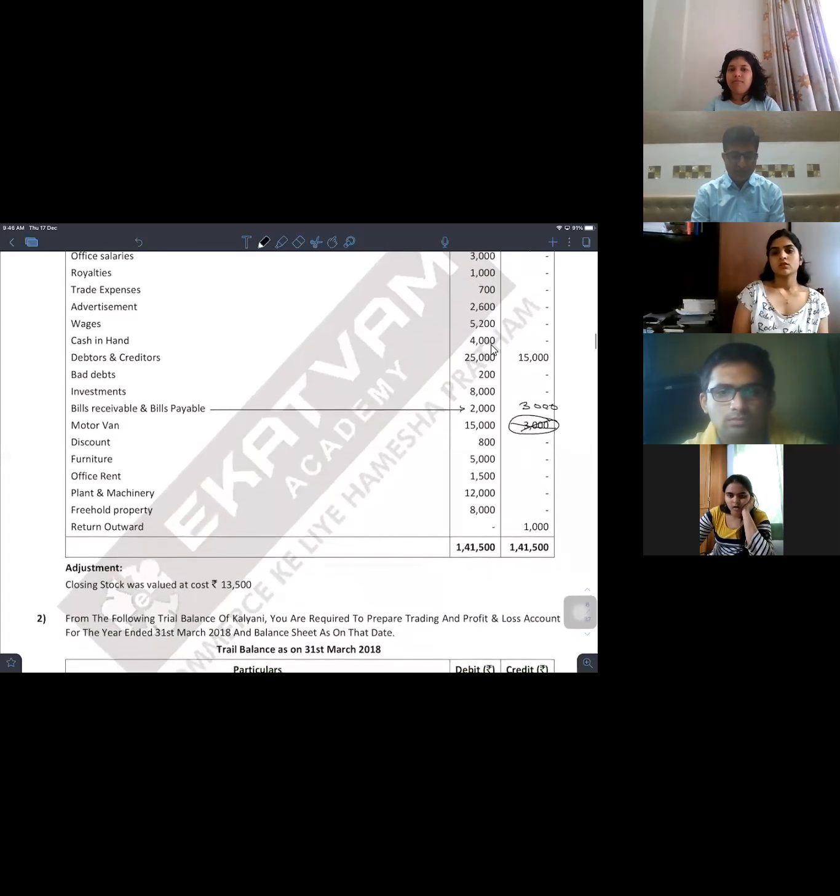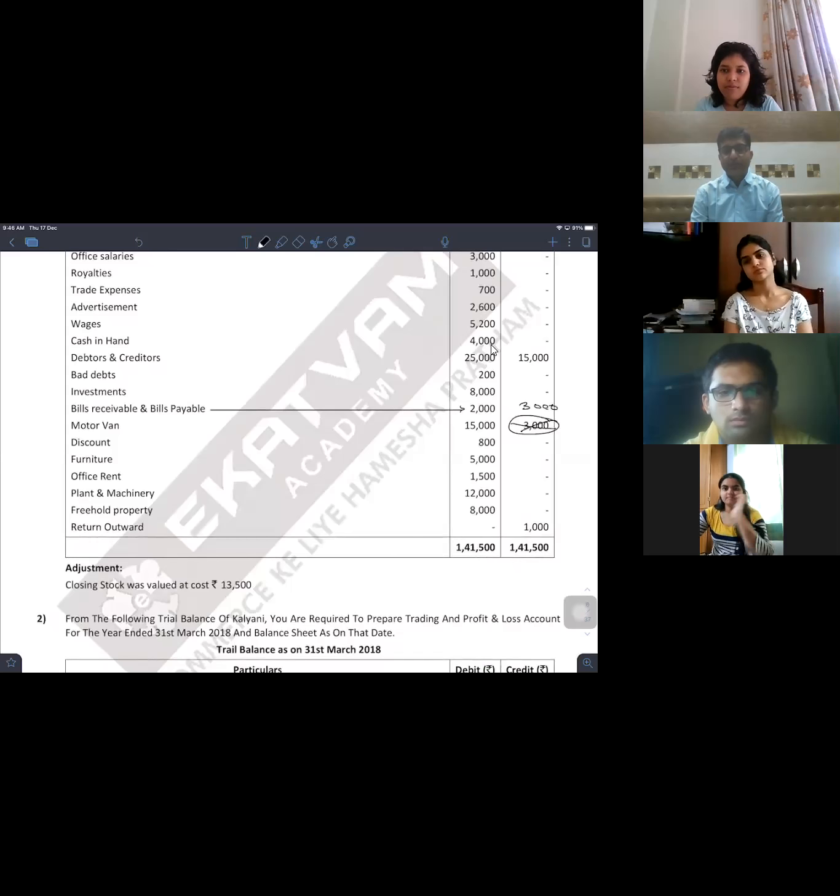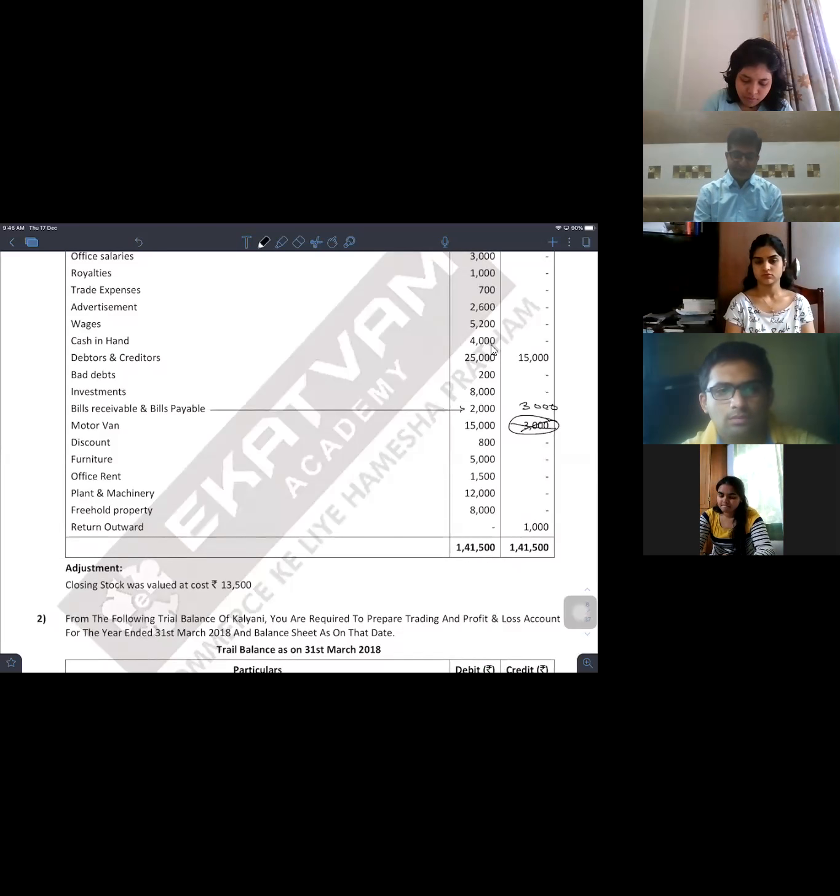Discount, furniture, office rent, plant and machinery, freehold property. Freehold property means the property that is owned by you without the control of anyone else. Legal control is not there of anyone else. That is called as freehold property. All right, and then return outward, that is nothing but purchase return. There is only one adjustment given in this.